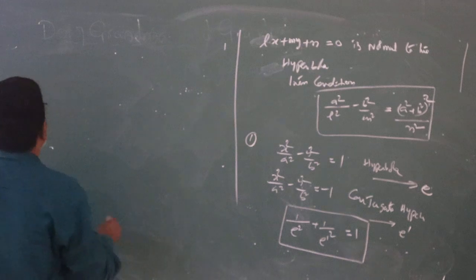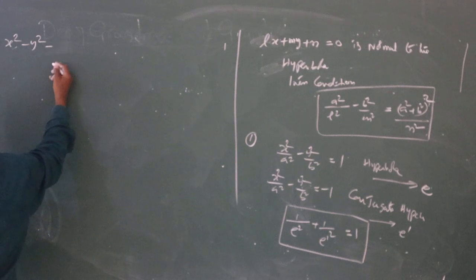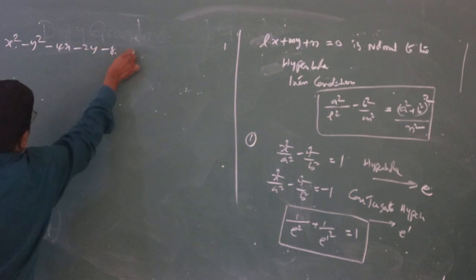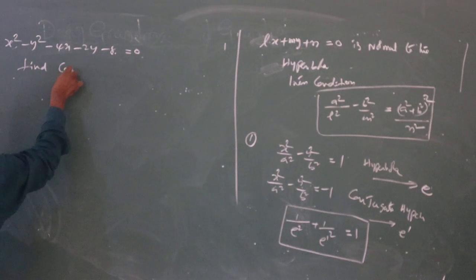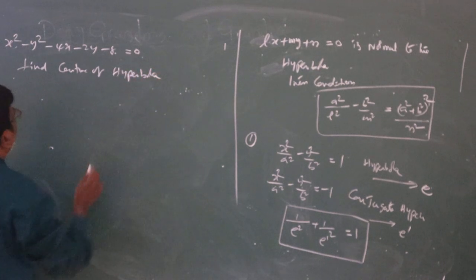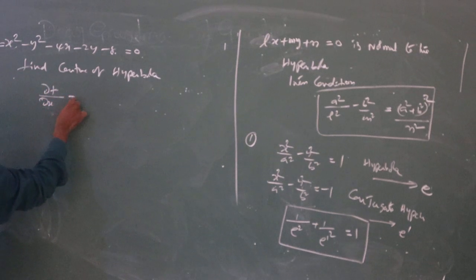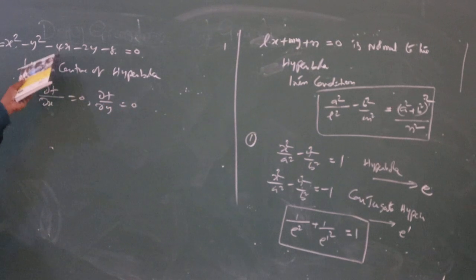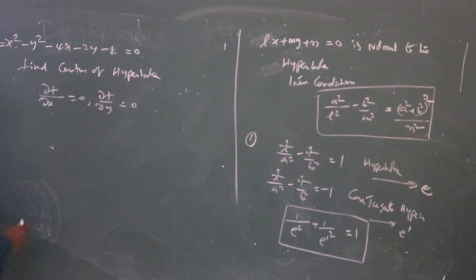First question is x square minus y square minus 4x minus 2y minus 8 equals 0. Find the center of the hyperbola. So the shortcut is: f is given, so ∂f/∂x equals 0 and ∂f/∂y equals 0. What does that mean? The partial derivative with respect to x is 0, and the partial derivative with respect to y is 0. That is the shortcut.